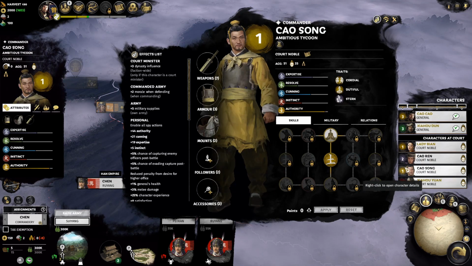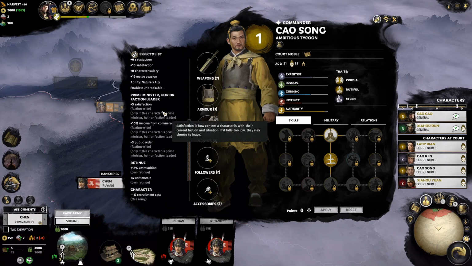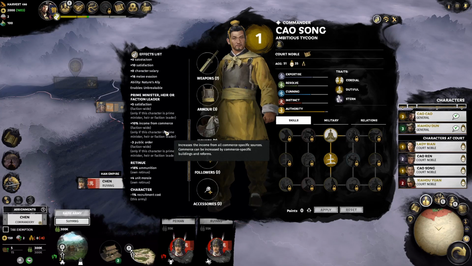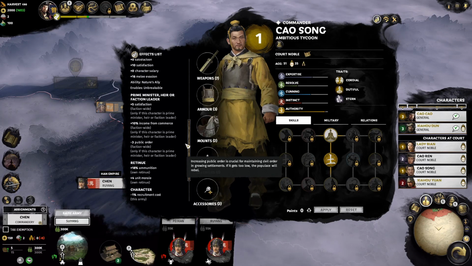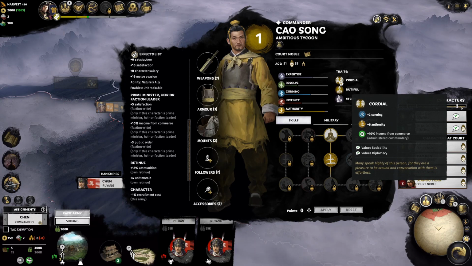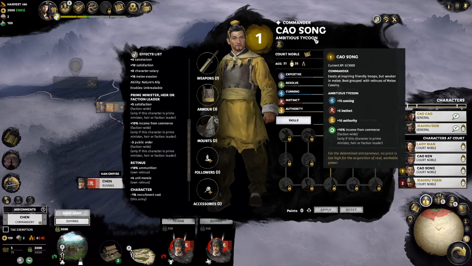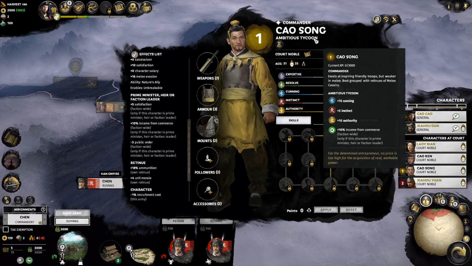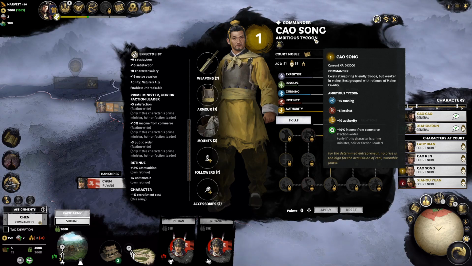If we look at our dad, you can see that our dad can provide 5 satisfaction, 10% income to commerce, and -3 public order, which is a penalty. And these come from his traits. We can see cordial gives 10% commerce, but this is to, oh no, this one's from his background because he's the ambitious tycoon and he gives 10% extra to commerce income. And commerce income is one type of income. We'll talk about this later.